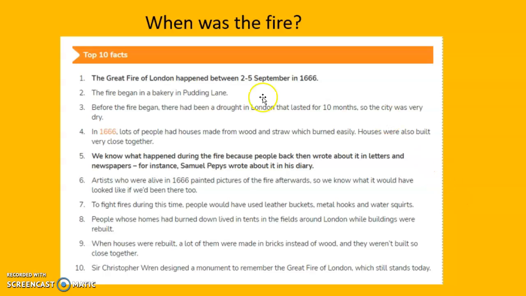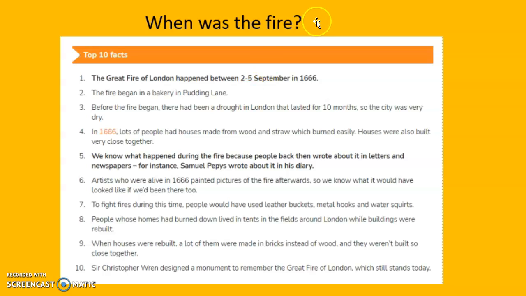Can you see here? It says the Great Fire of London happened between the 2nd to the 5th of September in 1666. So when was the fire? The fire was between the 2nd to the 5th of September in 1666. It even tells us actually where it started. It says the fire began in a bakery in Pudding Lane. And if you carried on reading, you would find out lots of information too.